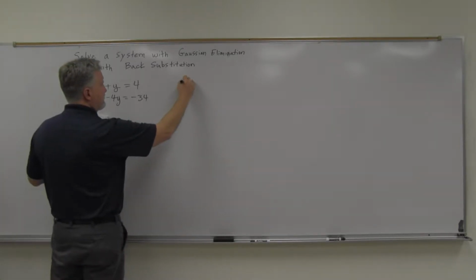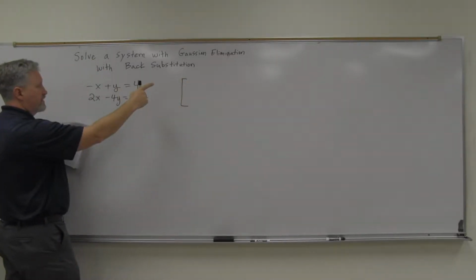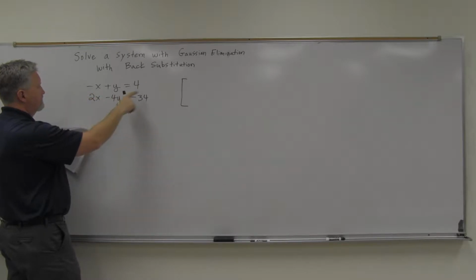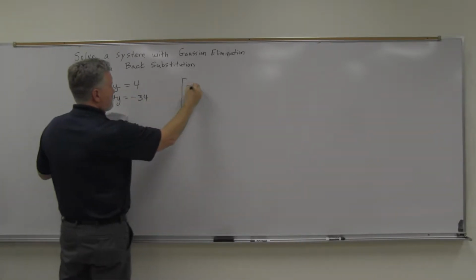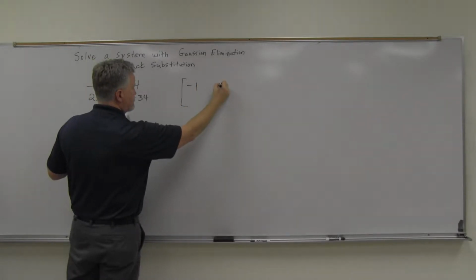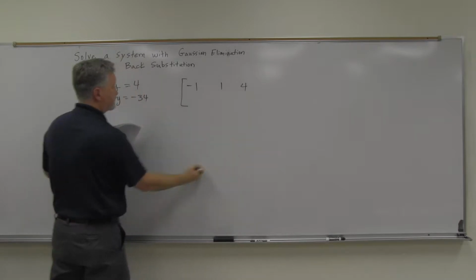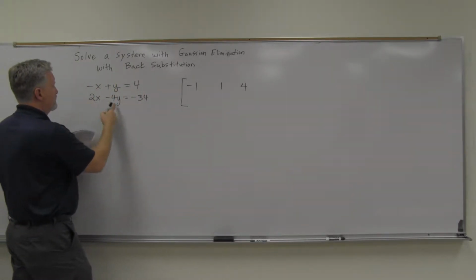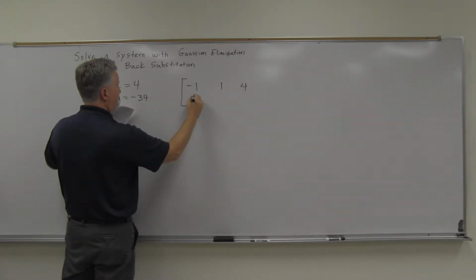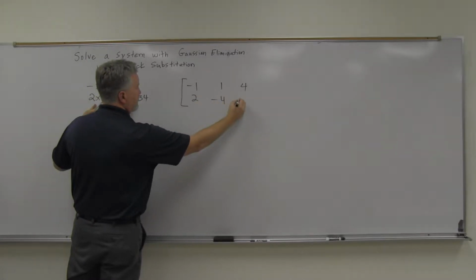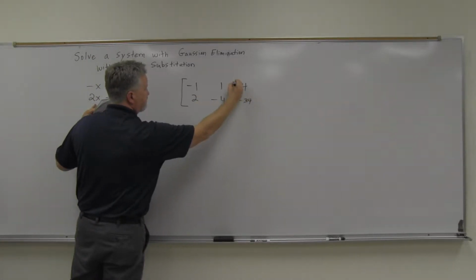Like I said, we're going to use the matrix alternative here. Just use the coefficients of your variables and then the constant, of course. And so that would be the top line, and the bottom line would be 2, negative 4, and negative 34, right?